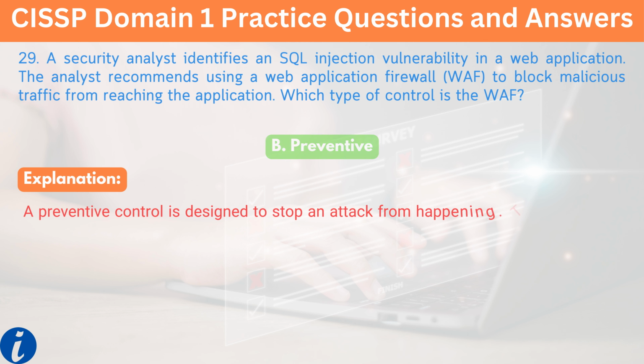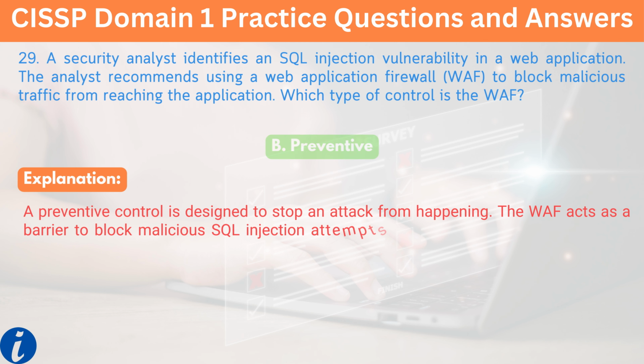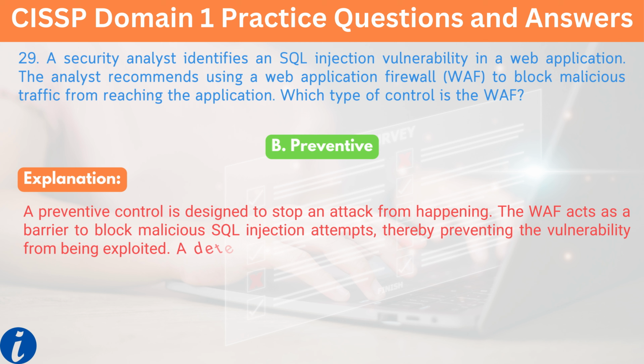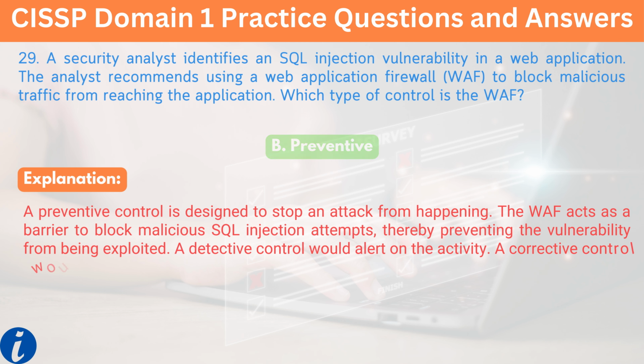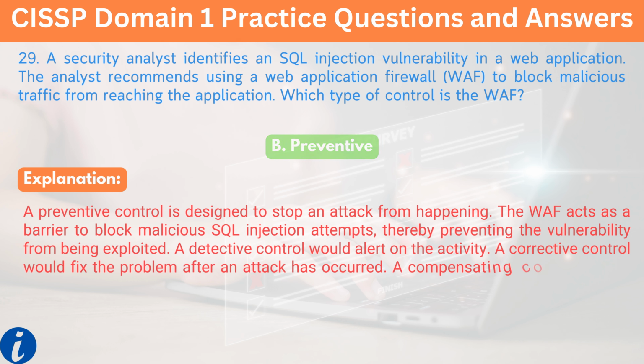Preventive. Explanation. A preventive control is designed to stop an attack from happening. The WAF acts as a barrier to block malicious SQL injection attempts, thereby preventing the vulnerability from being exploited. A detective control would alert on the activity. A corrective control would fix the problem after an attack has occurred. A compensating control would be used as a substitute for another control.